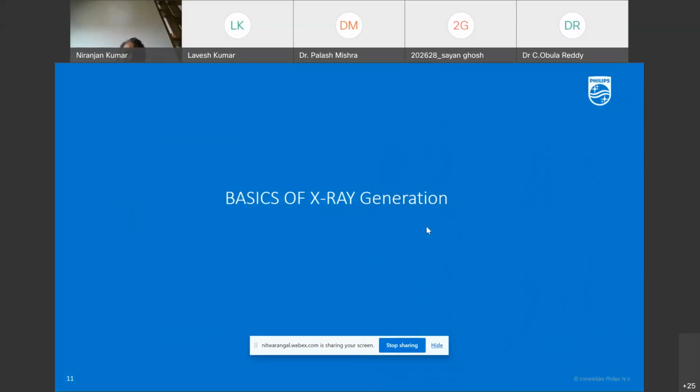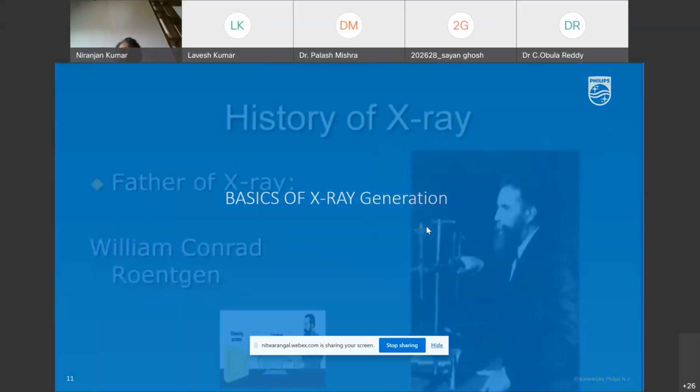Okay, so the important thing we saw is that all these systems need X-ray generation, right? And that is my second portion of the presentation today. So how can we generate the X-ray? I'm sure some of you may be aware, and some of you may not.